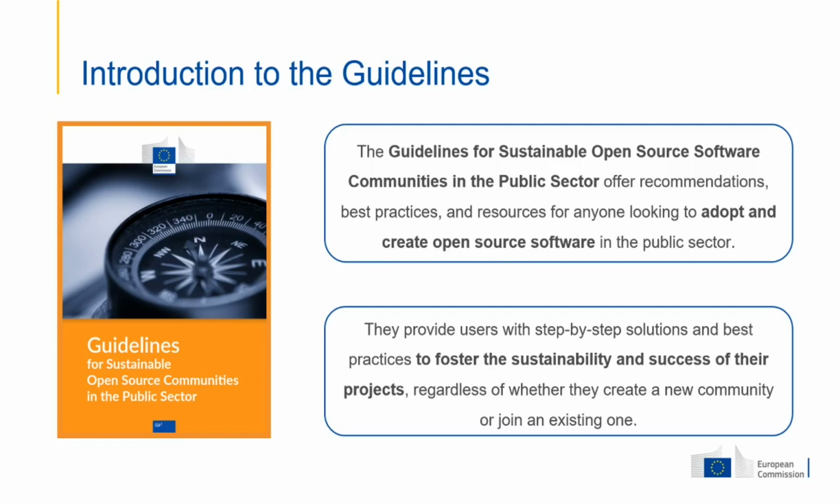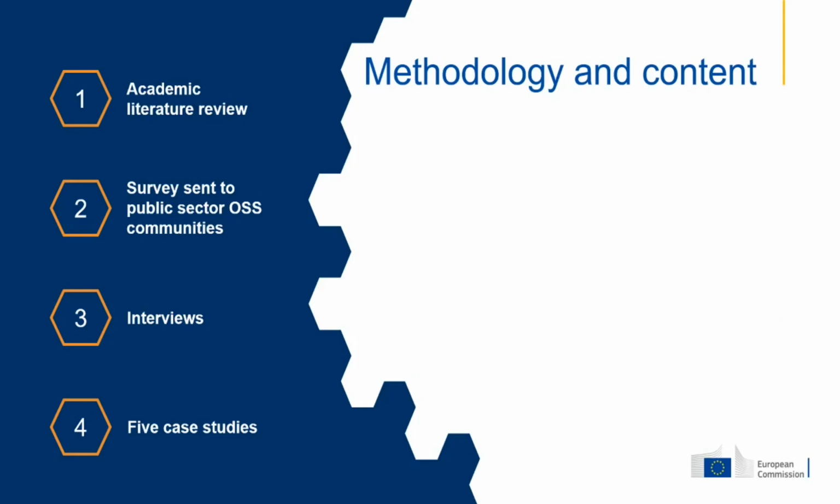In the guidelines, you will find recommendations, best practices, and resources for anyone looking to adopt and create open source software in the public sector. Thanks to the e-translation tool that was integrated into JoinUp, you can auto-translate the guidelines into more than 24 languages. We took a multi-step approach to produce the guidelines. The first step was to identify the key success factors that contribute to community sustainability. Then we identified sustainable communities in order to learn from them and their successful experiences.